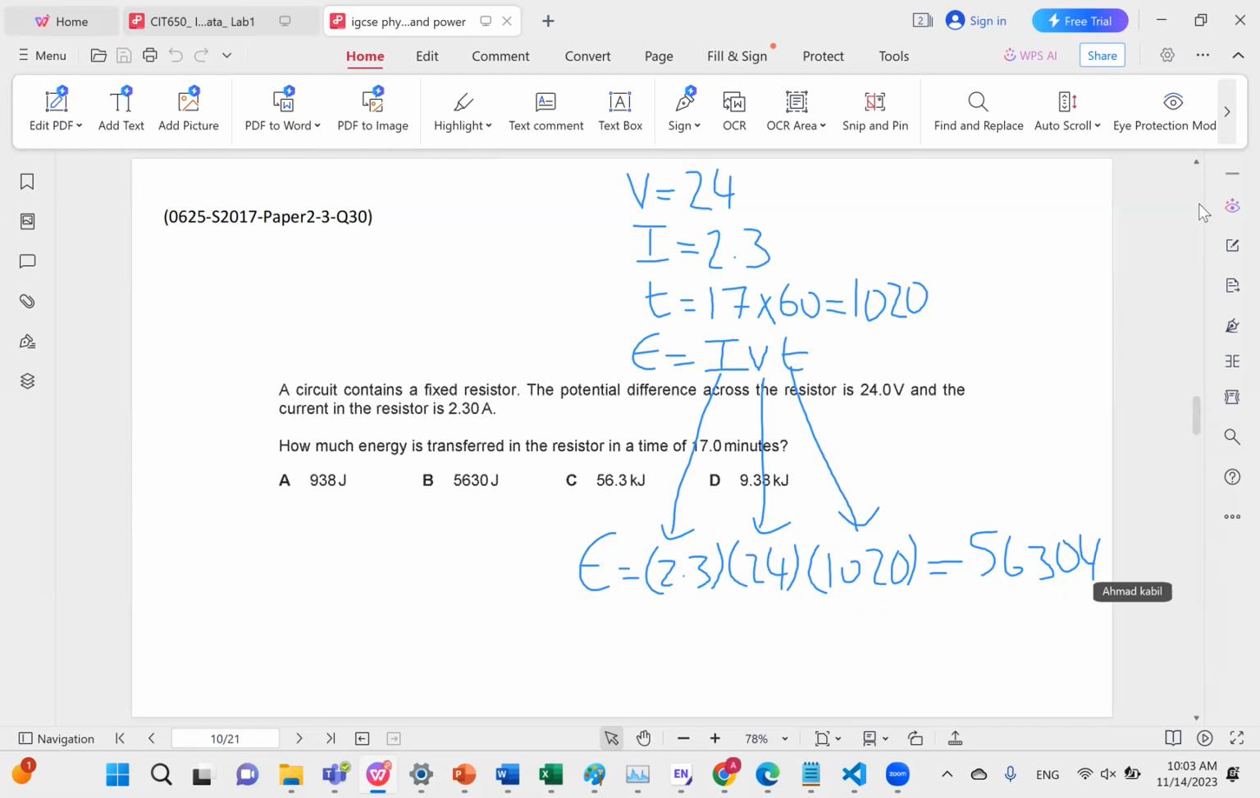So which of these answers is the correct choice? Of course, some of them are given here in kilojoules. Obviously, we want something that is 56 kilojoules, right? Because this is 56,000 joules, so this is 56.304 kilojoules. And therefore, the correct choice here would be choice C.